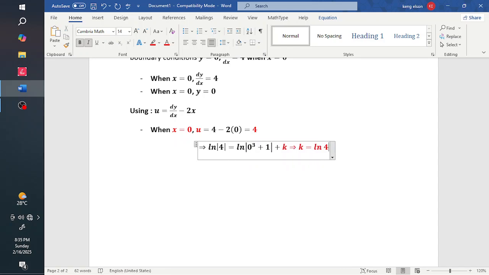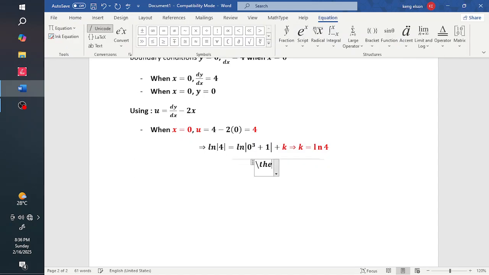And since 4 is positive, in fact, we are going to remove the absolute values because we have realized that when x is 0, u is 4 and u is positive. And when x is 0, x cubed plus 1 is also positive. So for us to have k equal to ln 4, we can just do without the absolute values. So it therefore means that the ln of u is equal to the ln of x cubed plus 1 plus the ln of 4.